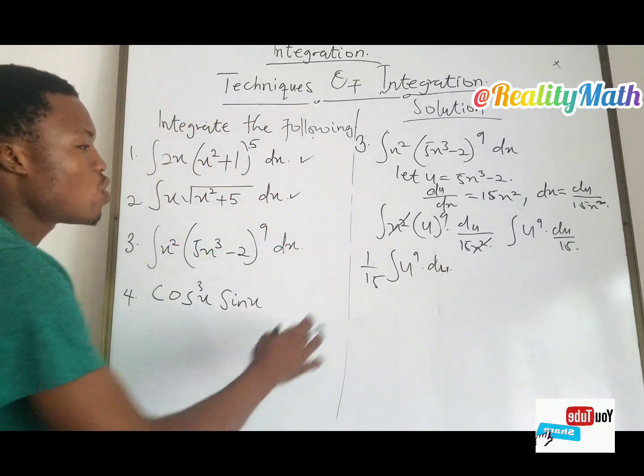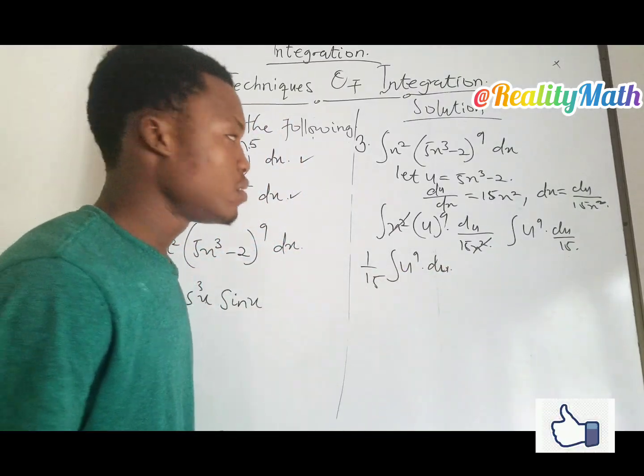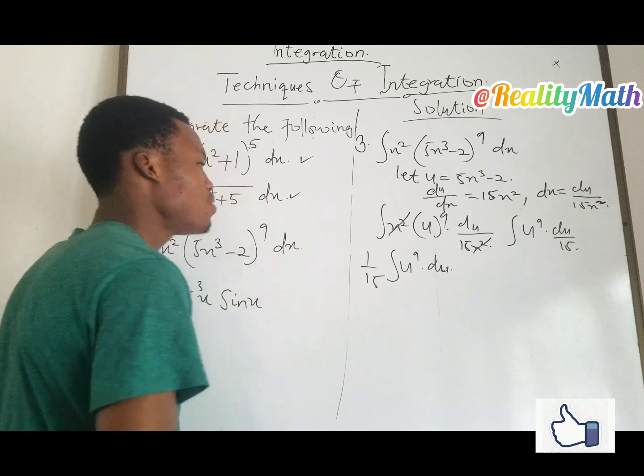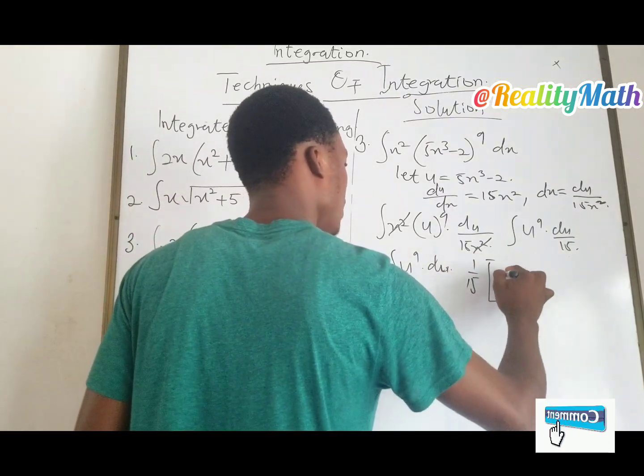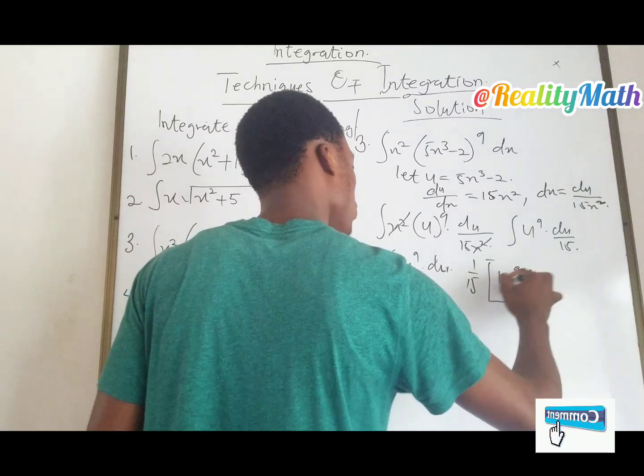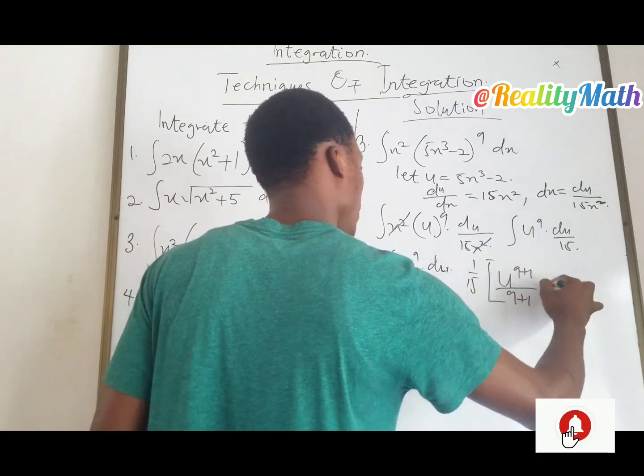So this guy is common to us. We can now integrate this. Integrating this, we are going to have 1 over 15, right, outside the bracket, u to the power 9 plus 1 all over 9 plus 1, plus a constant c.